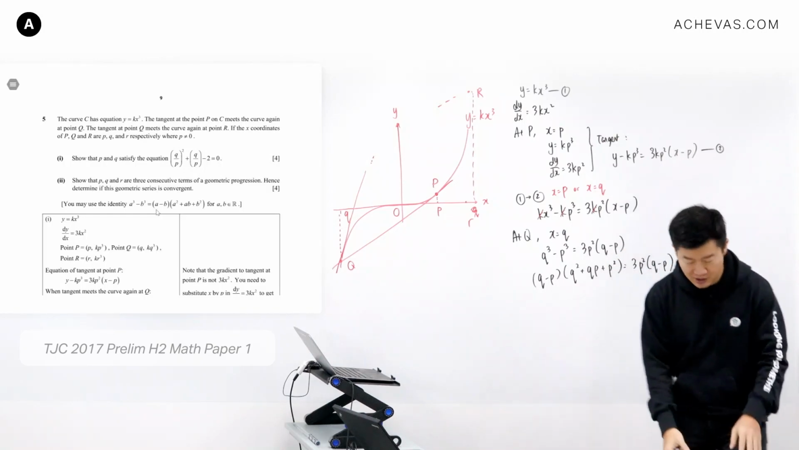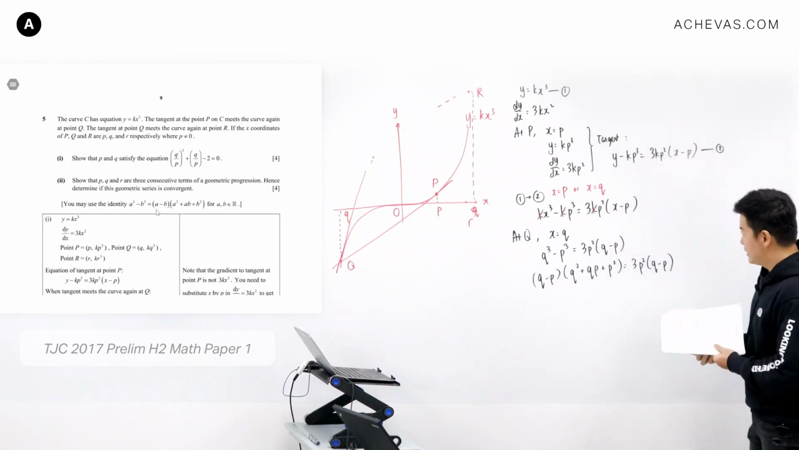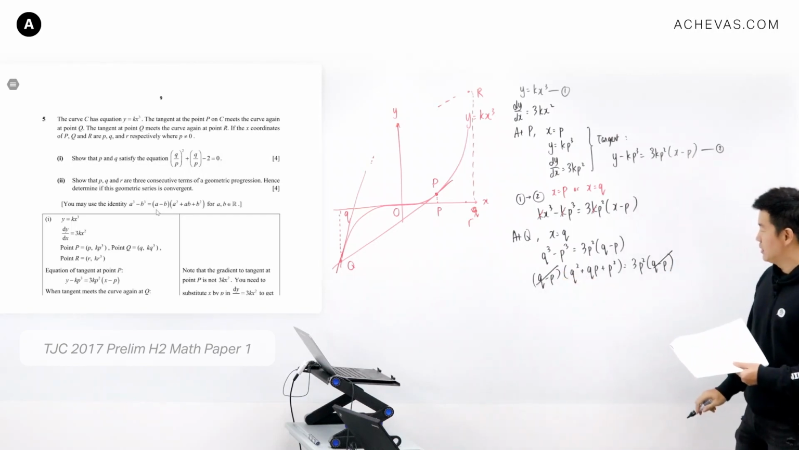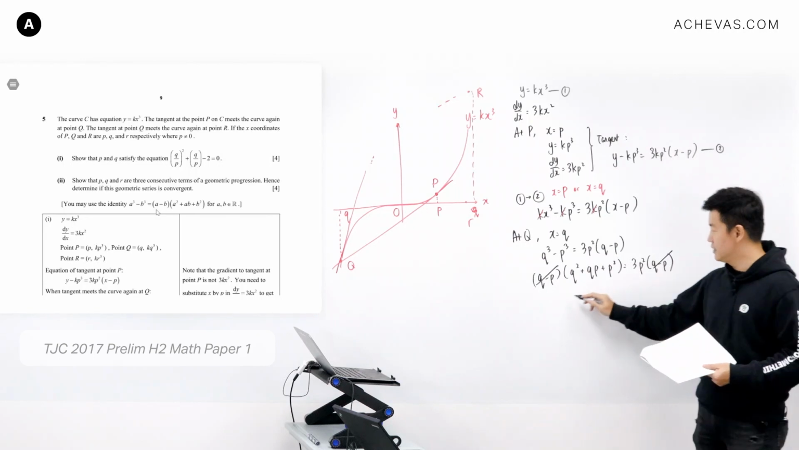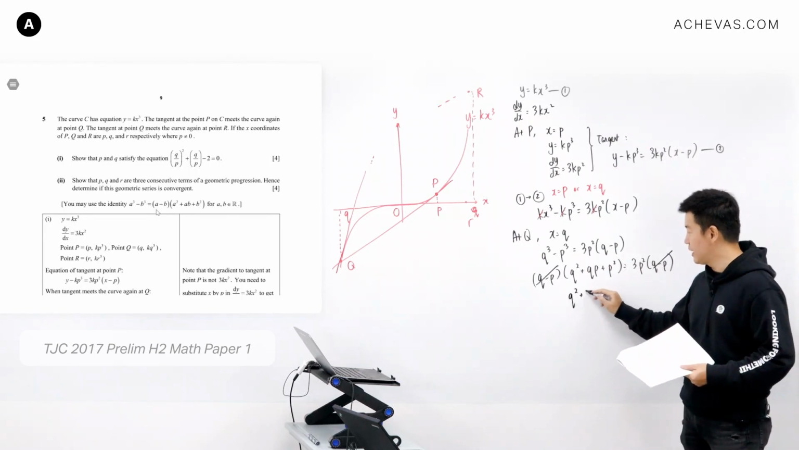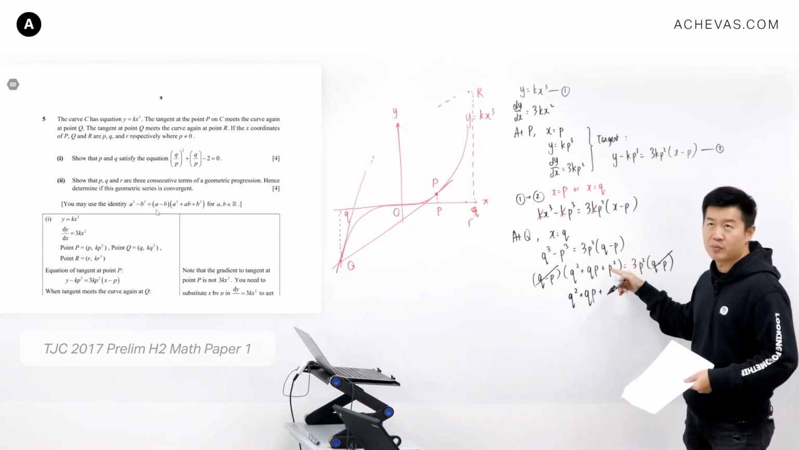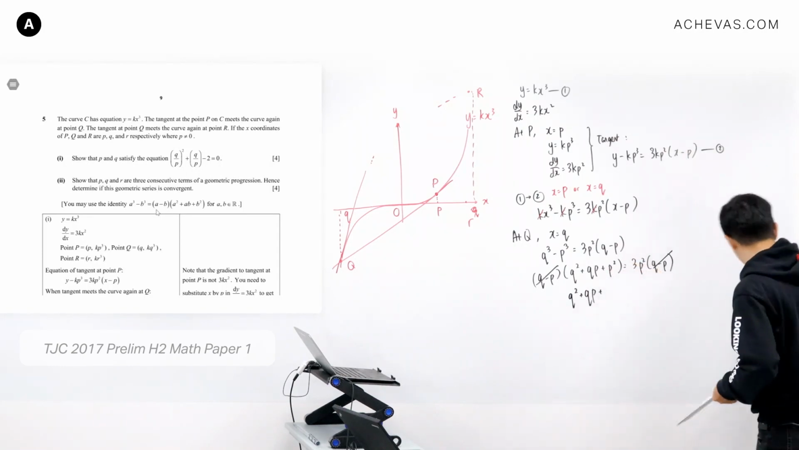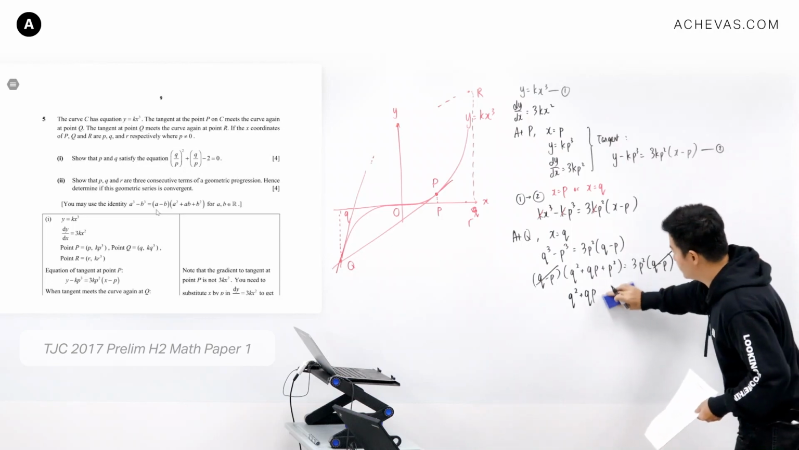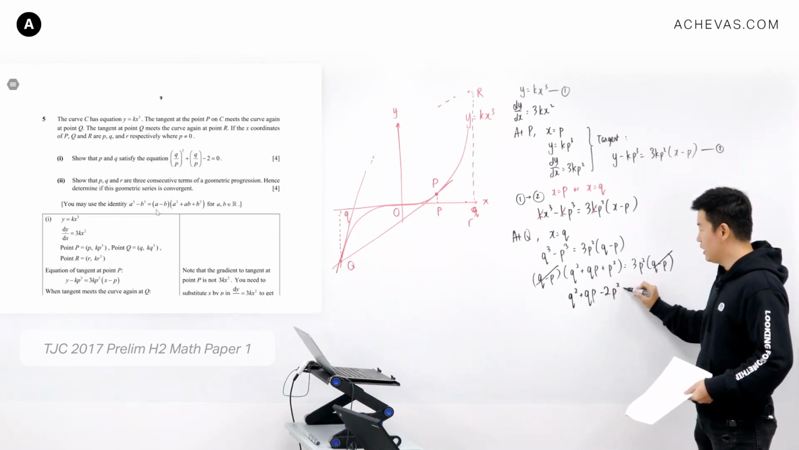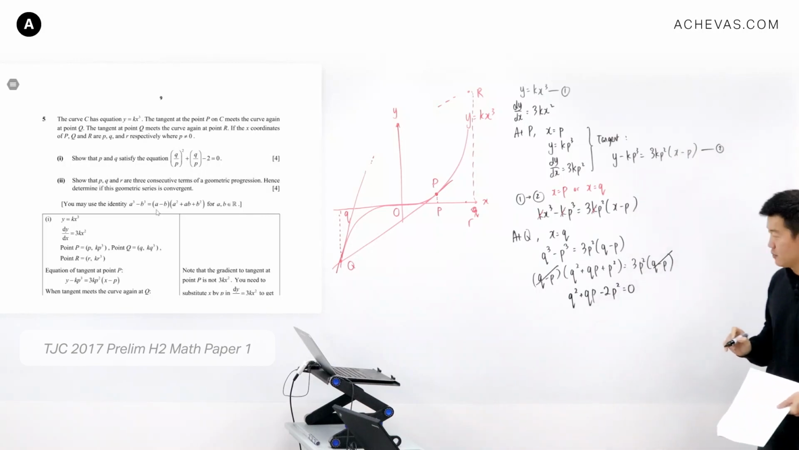So expect this, okay? So now I have this, and I guess Q minus P and Q minus P can be cancelled. And I will have this. So now I have Q square plus QP plus this, I'm going to bring it over: P square minus 3P square. This gives me minus 2P square. So I have Q square plus QP minus 2P square, and this is equal to 0.